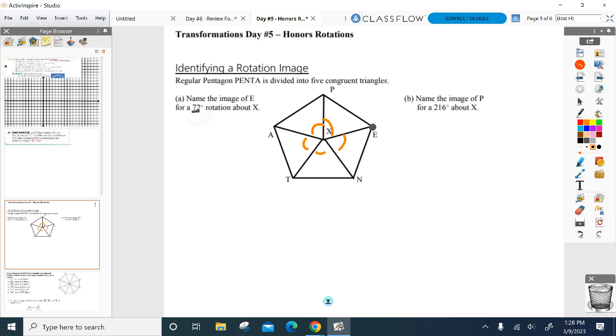Whoa. 72? We're good with 90, 180, 270 because we can just turn our darn papers. But 72? That's a problem. Well, first, am I going to go clockwise or counterclockwise if it's 72? Counterclockwise because it's positive 72. Good. So I know I'm going this way, going to the left, taking point E and rotating it to the left. But 72?